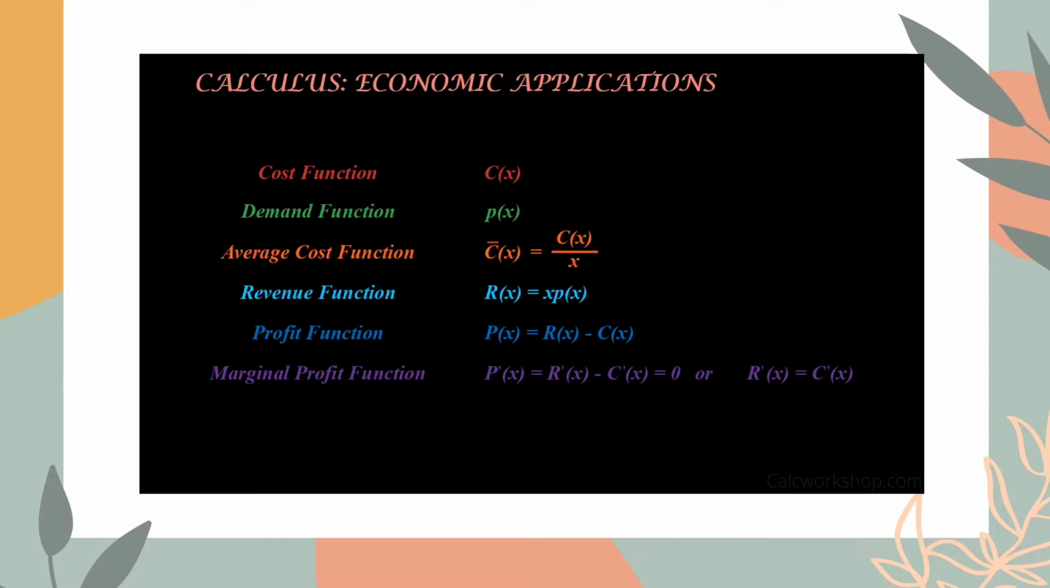Lastly, we can get the marginal profit function by subtracting the first derivative of the cost function from the first derivative of the revenue function. We can use another method too, by equating the first derivative of the revenue function and the first derivative of the cost function to obtain the maximum profit.